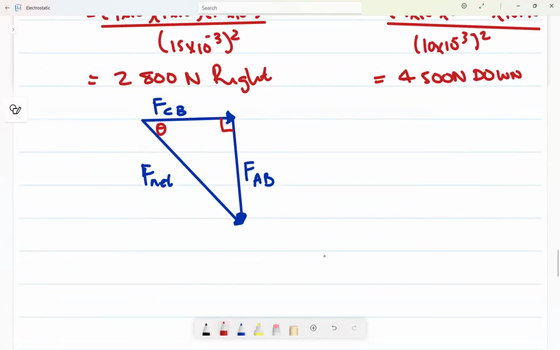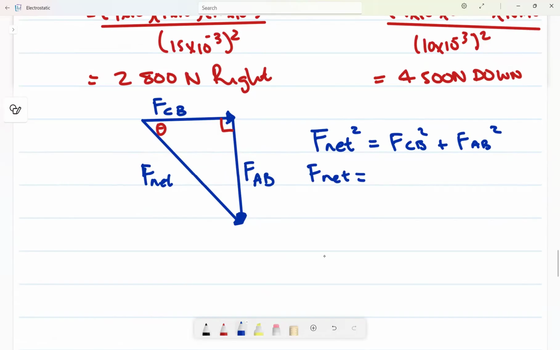So we're gonna say, okay, F net squared by Pythagoras is gonna be CB squared plus AB squared. Am I in a position of substituting? Yes. I can say F net is equal to, or just square root this. I know it's gonna be the square root of FCB squared plus FAB squared. Therefore, I'm in a position of substituting.